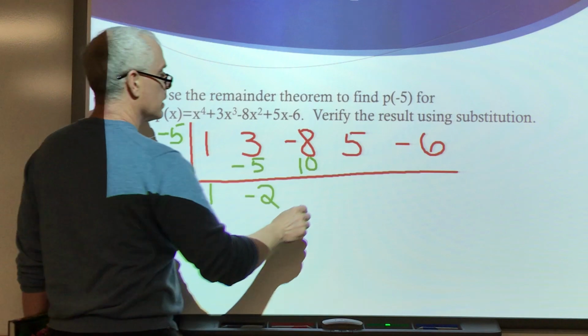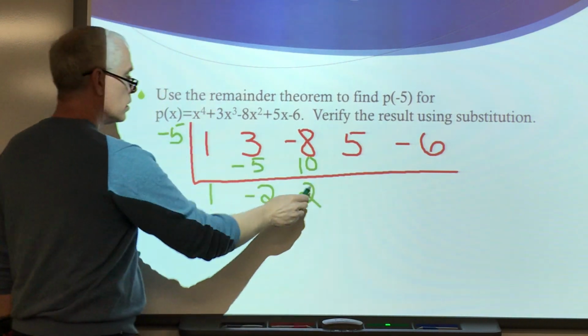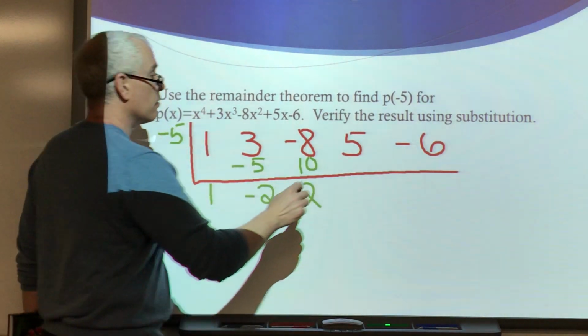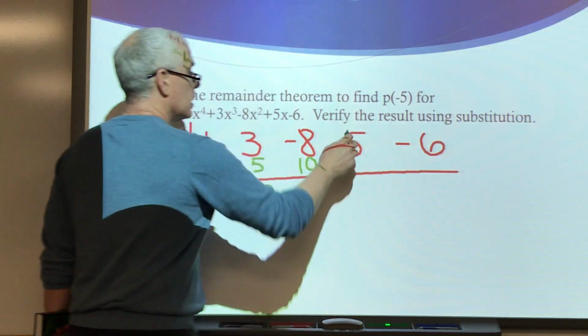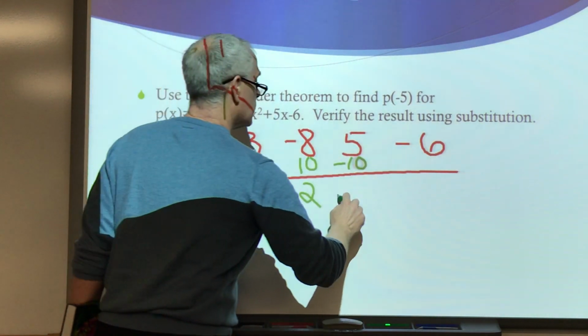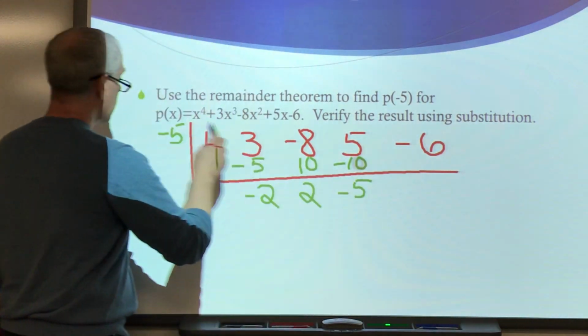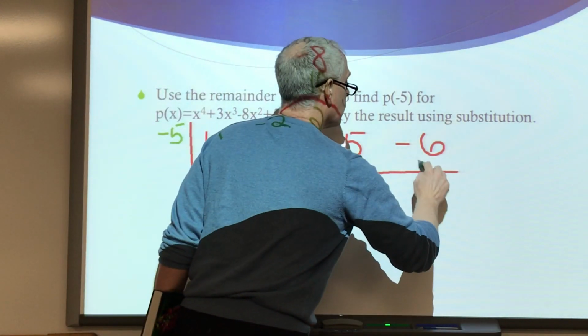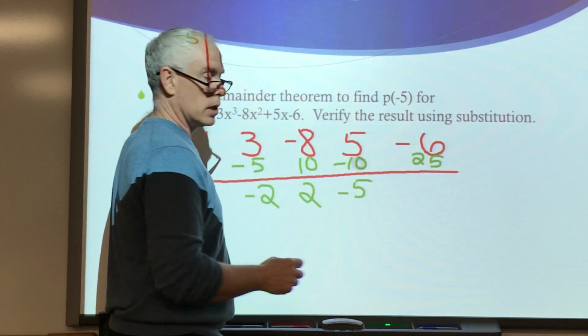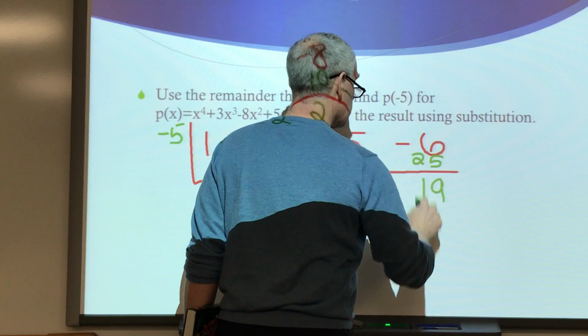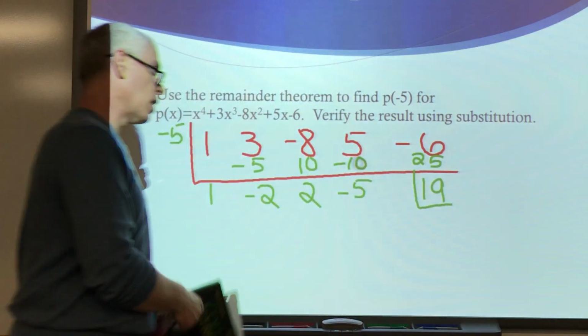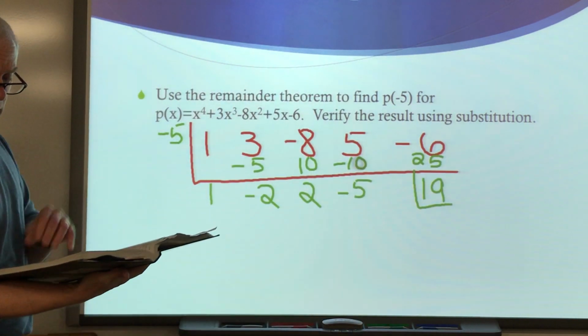10 plus -8 is 2. Multiply again, 2 times -5 is -10. -10 plus 5 is -5. -5 times -5 is 25. And 25 plus -6 is 19. Okay? So that's my long division, or my synthetic division.